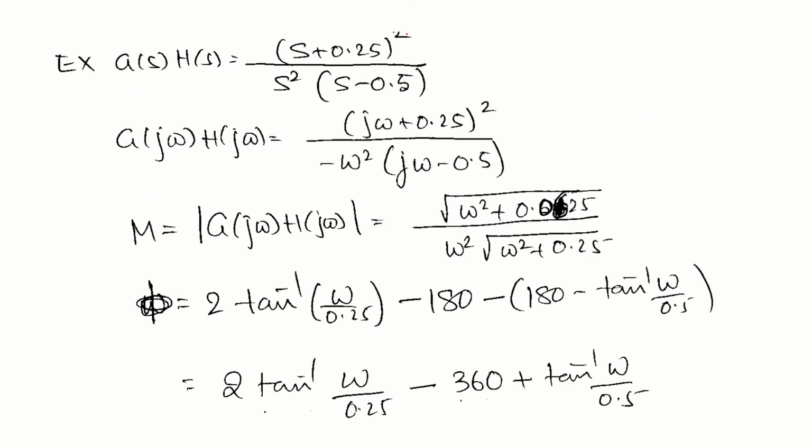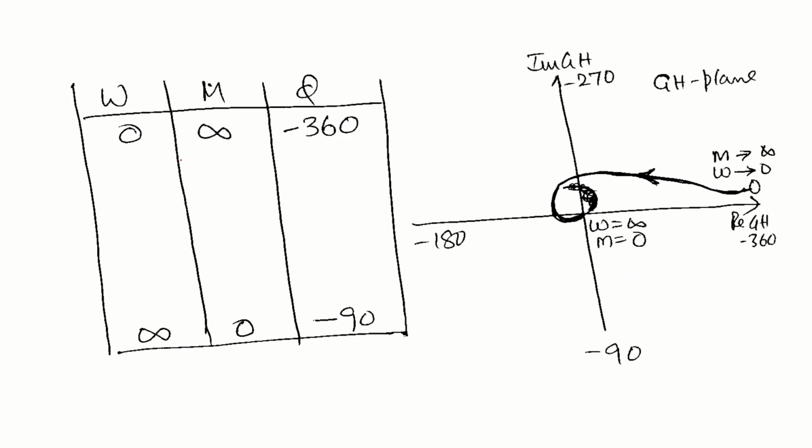Here, plus 0.25 whole square, you have 2 times, you have to do this. So this should be the square of that. Correct, no? 1 for this one, right? Then there is omega squared, omega, the 180 degree. This is 2 times the tan inverse omega by 0.25. For this one, minus 180 a square. And this one, 1 by s minus a case. This one, minus 180 minus tan inverse omega by 0.5. Okay, you got the equation. Generate the data. Then draw the polar plot.